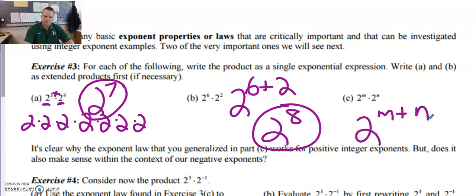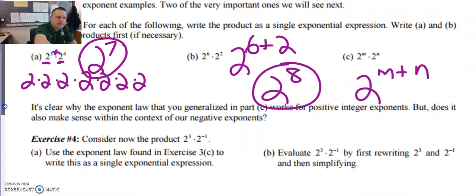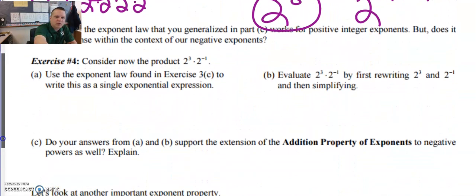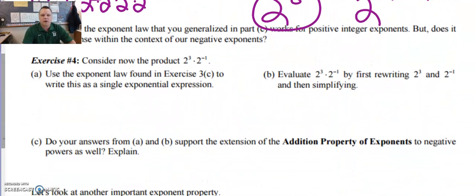That's like a rule. You would have a rule for all values of m, all values of n. So I'm hoping this is review of exponents and their properties. If not, make sure you stop me in class. We can go over it a little slower. But like I said, this should be a little review.